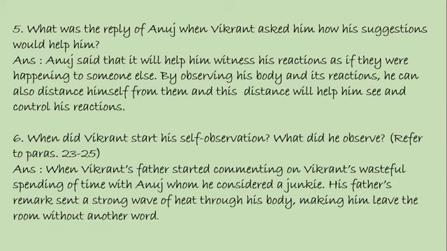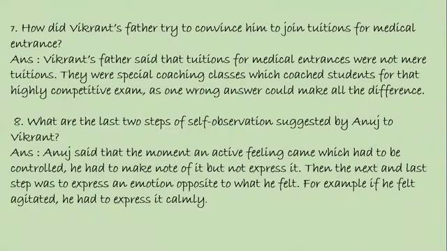Next, when did Vikrant start his self observation? What did he observe? I have to refer to paragraphs 23 to 25. Okay, answer. So when Vikrant's father started commenting on Vikrant's wasteful spending of time with Anuj, whom he considered as a junkie, his father's remark sent a strong wave of heat through his body, making him leave the room without another word.